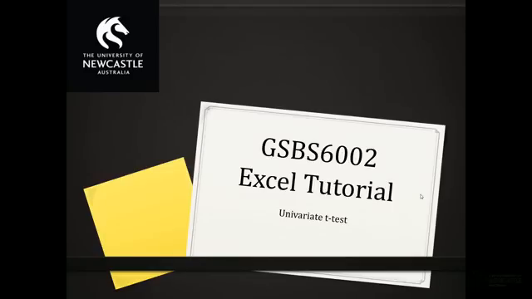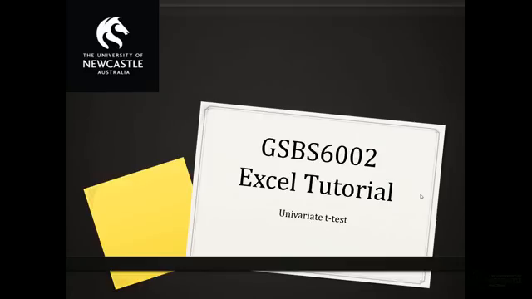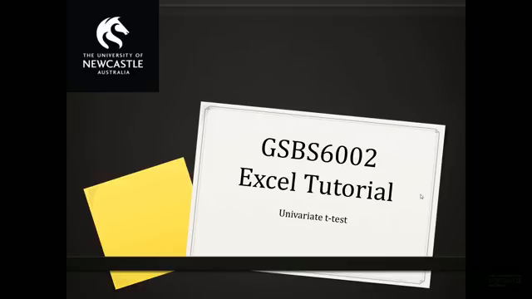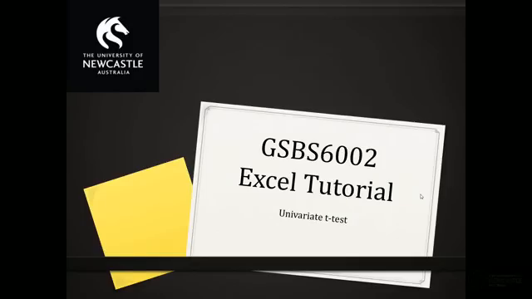We use the Univariate t-test if we have a continuous variable and if we want to estimate whether the average of that continuous variable is statistically significantly different from some pre-specified parameter. So to explain it in further detail and demonstrate how to perform this t-test in Excel, let's jump into our spreadsheet.